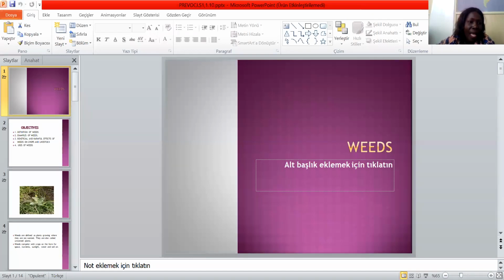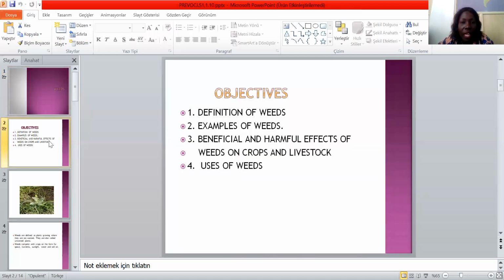Weeds. At the end of this lesson, there are objectives I want you to achieve. The first one is you should be able to define weeds. Then you should at least be able to give 3 examples of weeds. Beneficial and harmful effects of weeds on crops and livestock. Weeds are not only harmful, they are also of beneficial effect to human beings, to crops, and to livestock. You should know some of these effects on crops and on livestock. And the last objective is uses of weeds.